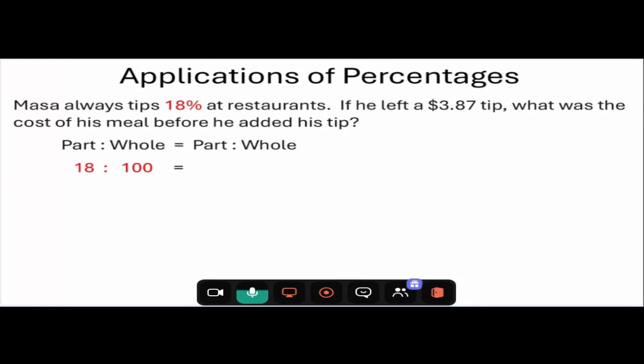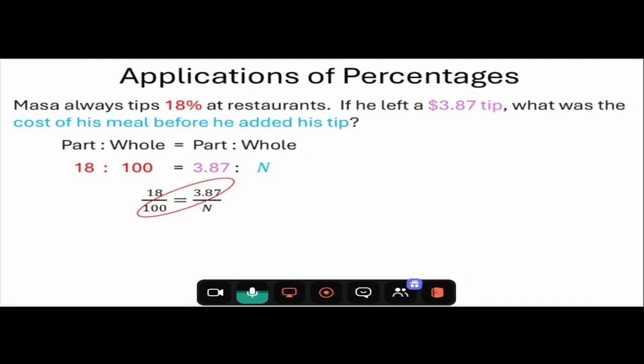Well, we know he tips 18%, so that 3.87, that sounds like the part to me. And the total cost of his meal sounds like the whole. So $3.87 is 18% of what number is what we're basically asking here. So $3.87 tip, which is the part, right? 18 is to 100, as 3.87 is to what was the total price of his meal.